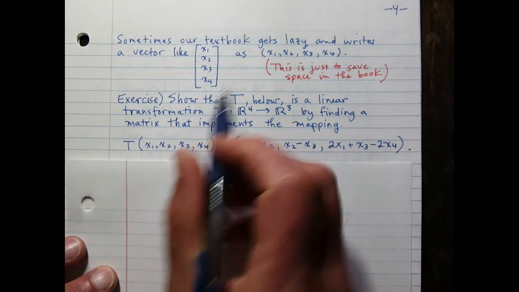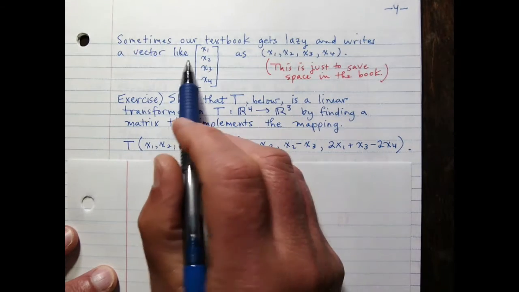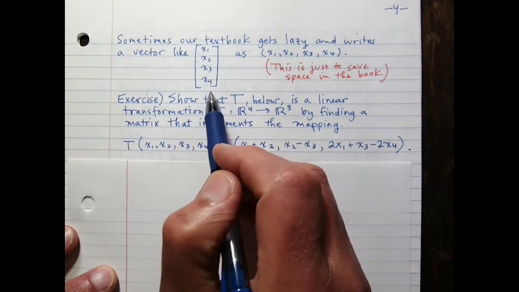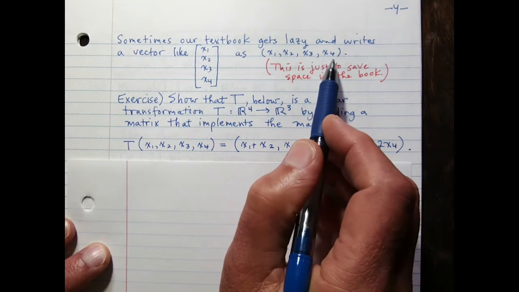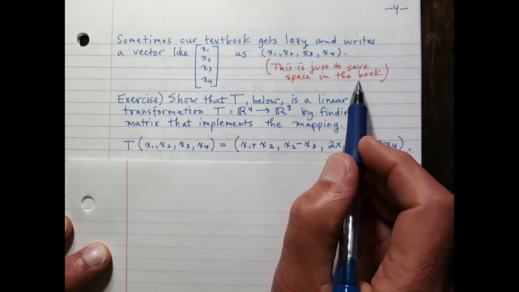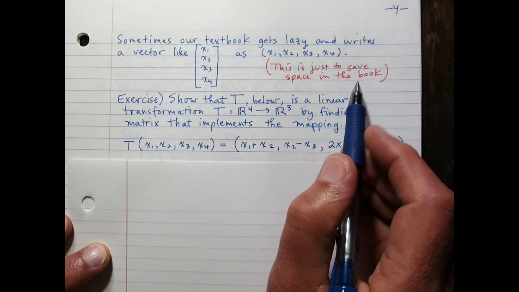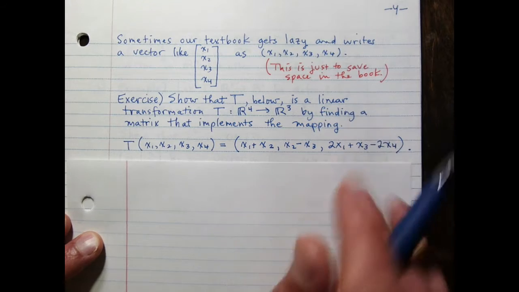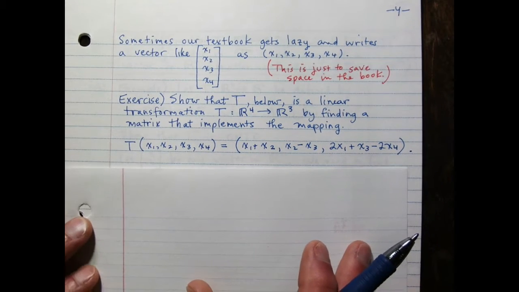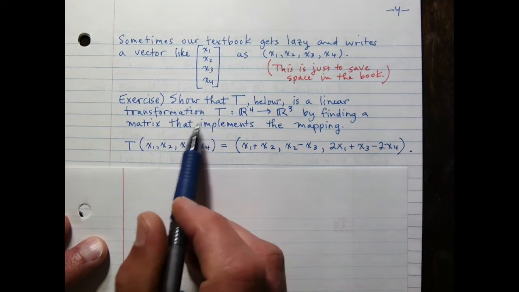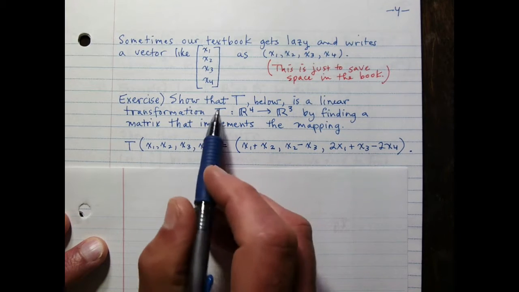Sometimes our textbook gets lazy and writes a column vector, x1, x2, x3, x4, horizontally. This is just to save space in the book. There's no other reason for doing this at this point. And it happens in some of the exercises in this section. So this is how the textbook would write this exercise.